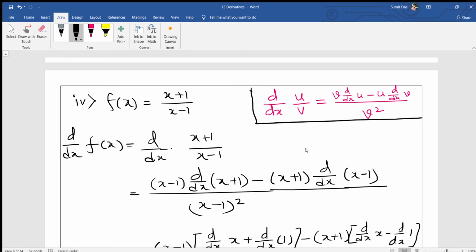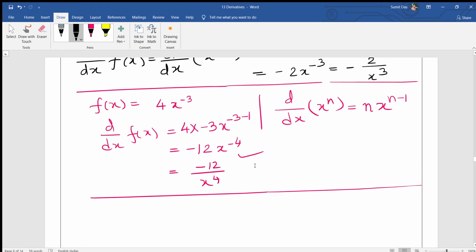Do you have any doubt in question number 4? If you have any doubt in question number 4, let me know. Otherwise, I will go to one question where I made a mistake. One question I did no mistake. Let me know.